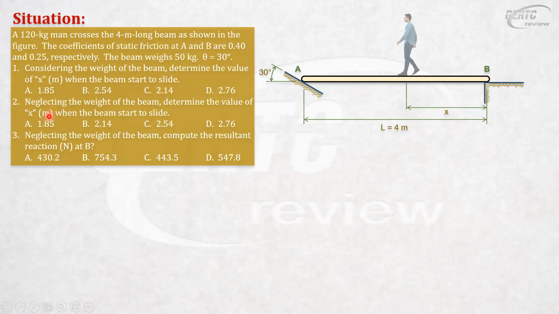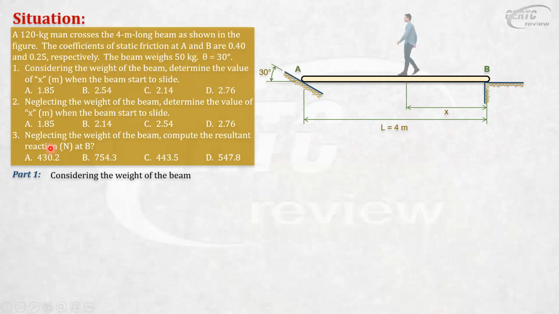The second part, neglecting the weight of the beam, determine the value of X. The same problem as part one, only we are to neglect the weight of the beam. And also in part three, neglecting the weight of the beam, compute the resultant reaction at B. So the first part, we consider the weight of the beam. Part two and part three, we will neglect the weight of the beam. So let's start with part one, considering the weight of the beam.